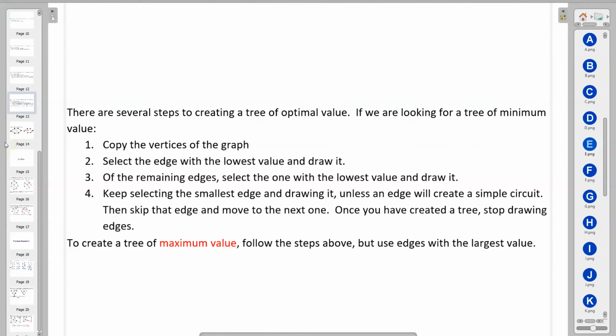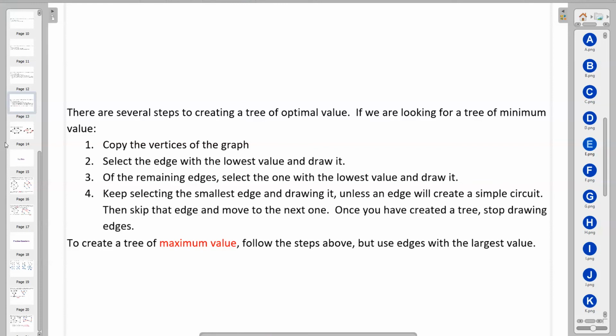There are several steps to creating the tree of optimal value. If we're looking for a minimum value, we copy the vertices of the graph, select the edge with the lowest value, and add it to our new graph. Then, of the remaining edges, we select the one with the lowest value and add it. We keep selecting the smallest edge and adding it to our graph, unless an edge creates a simple circuit. If it creates a simple circuit, we skip that edge and move on to the next one. Once you've created a tree, you stop adding edges.